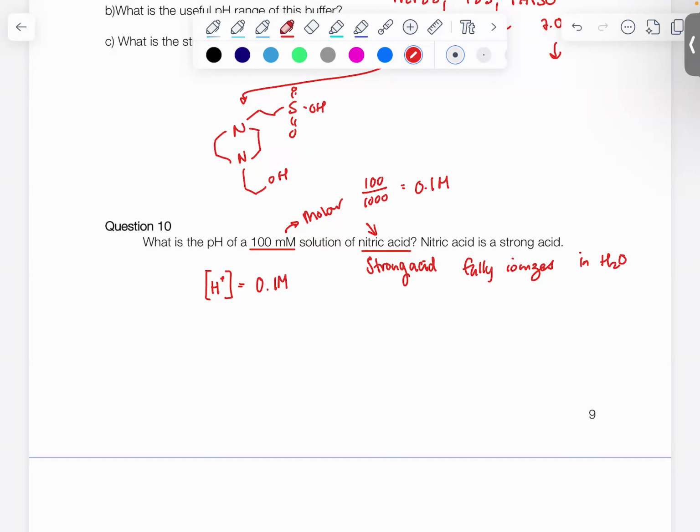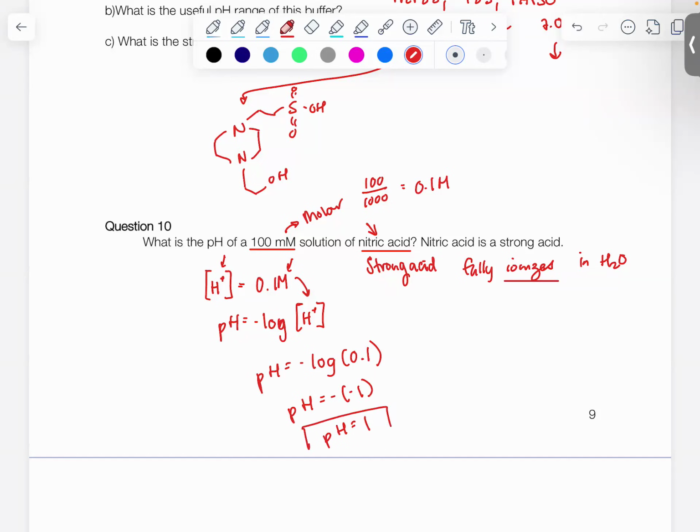We need to remember that we have this equation to help us. The pH is equal to the negative log of our concentration of protons. Because we fully ionize, we know that our concentration of protons is equal to that of the acid. So we can plug that in, and we get a pH of 1.